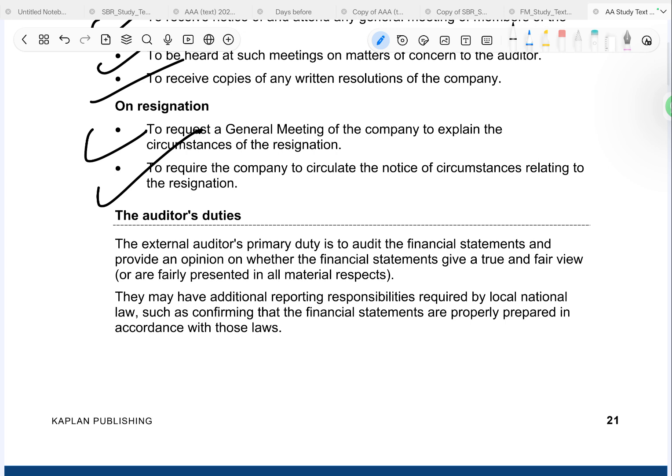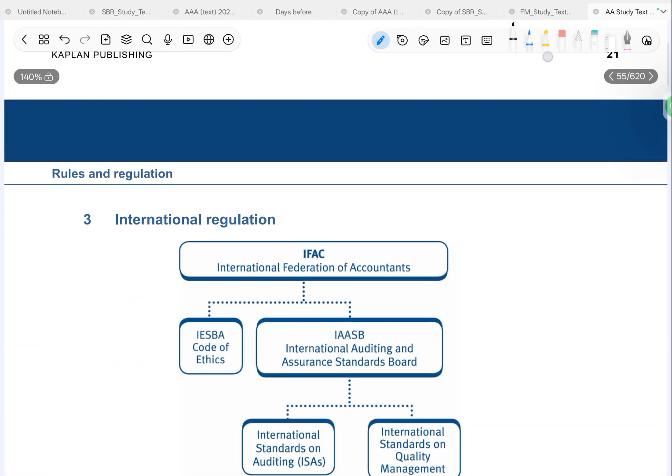In some countries, this may be phrased slightly differently, such as saying the financial statements are fairly presented in all material respects. But the idea is essentially the same. The auditor is providing independent assurance to users of the financial statements, such as investors, lenders, and regulators. In addition to this main responsibility, auditors may also have extra reporting duties required by national law. For example, they need to confirm that the financial statements have been properly prepared according to the relevant laws and regulation.